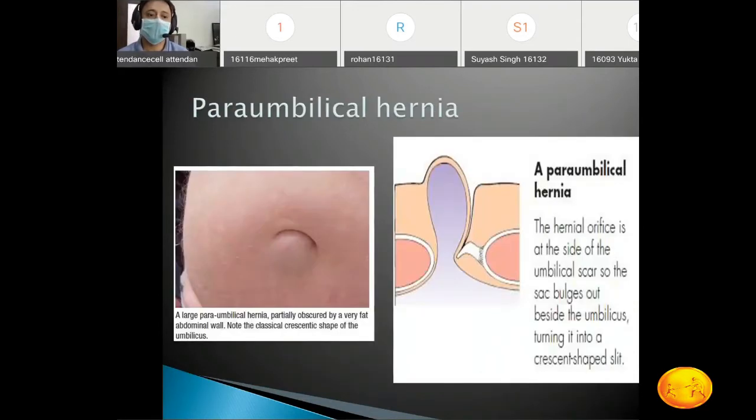Paraumbilical hernia. A large paraumbilical hernia partially obscured by a very fatty abdominal wall. It gives a classical crescentic shape to the umbilicus. The hernia orifice is at the side of the umbilical scar, so the sac bulges out beside the umbilicus, turning it into a crescent-shaped slit.